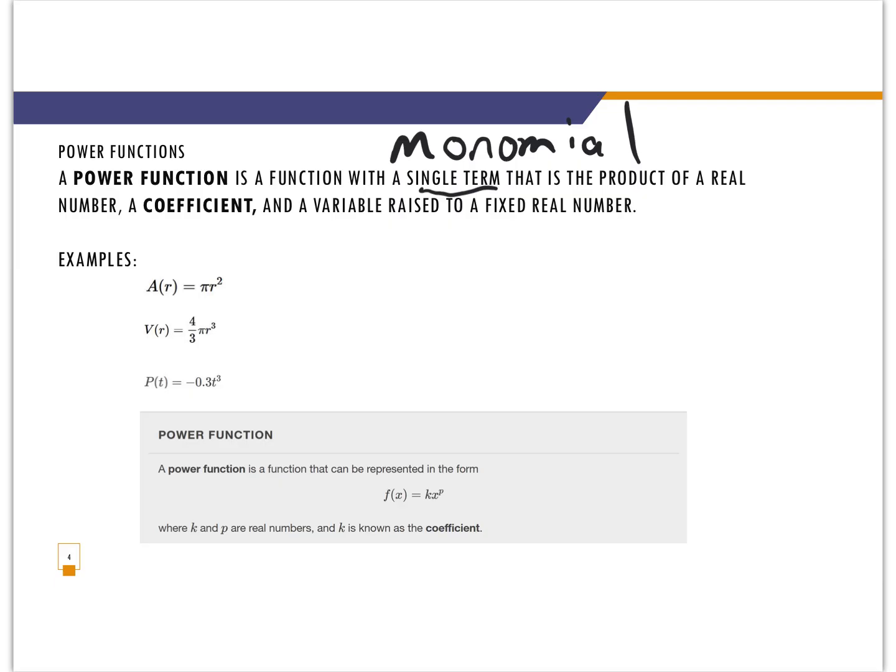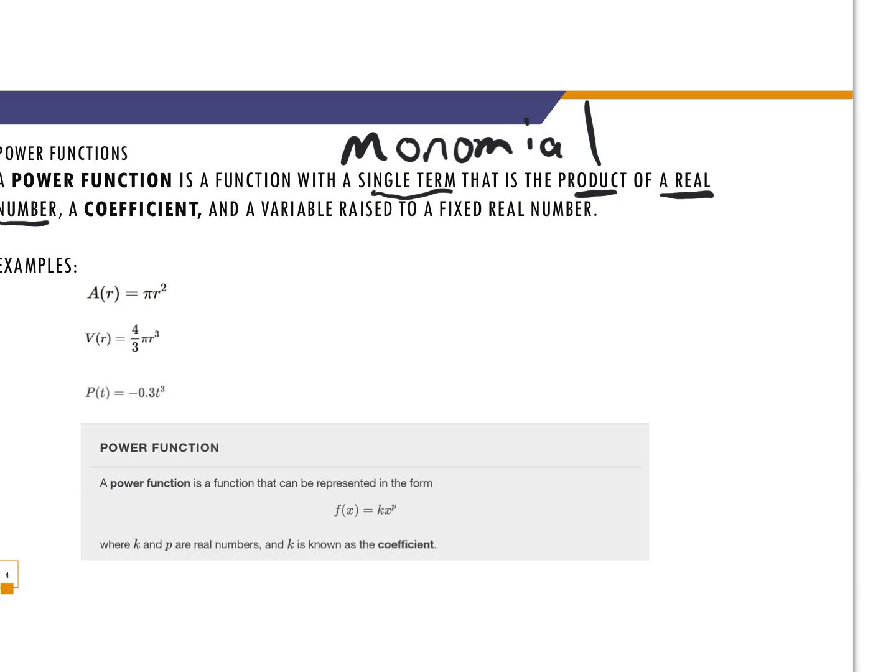So the term that is the product, this is where it's important. We're looking at a single term that has a product, which means you're multiplying. What are we multiplying? A real number. Nothing with i. It's got to be a real number. What are we multiplying it by? Well, and by the way, that real number, we call it a coefficient. It's just a number in front.